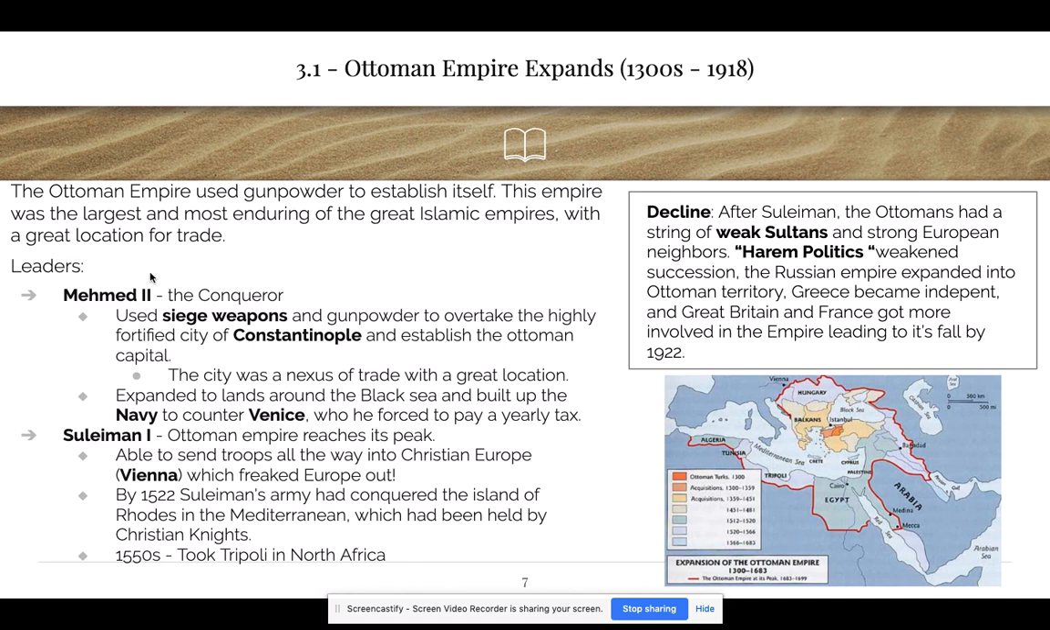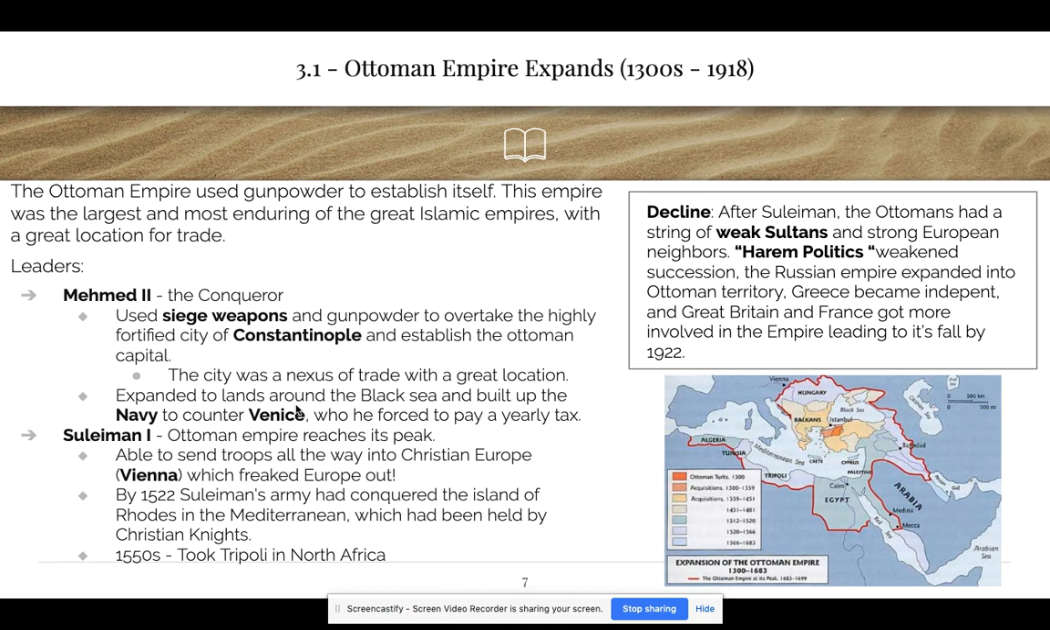Mehmed II is called the Conqueror. He sort of establishes the Ottoman Empire. He took siege weapons from Asia and Europe and used that to overthrow Constantinople and establish the Ottoman capital. Again, great location for trade. The Ottomans exist for so long in a lot of ways because of their location.